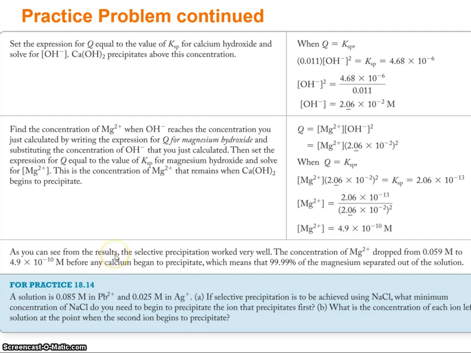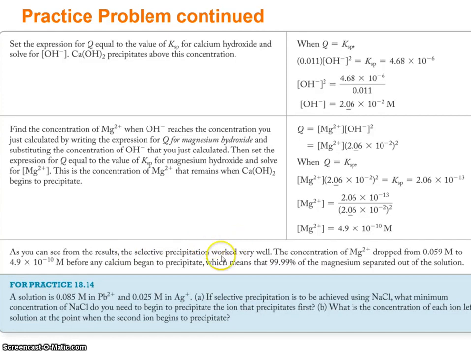So our selective precipitation worked well. The concentration of magnesium dropped from 0.059 molar to 4 times 10 to the minus 10 molar before any of the calcium began to precipitate, which means that 99.99% of the magnesium was separated from the solution.